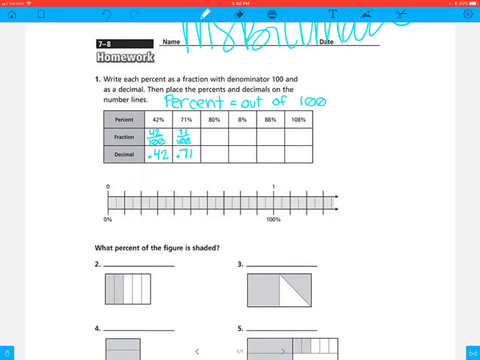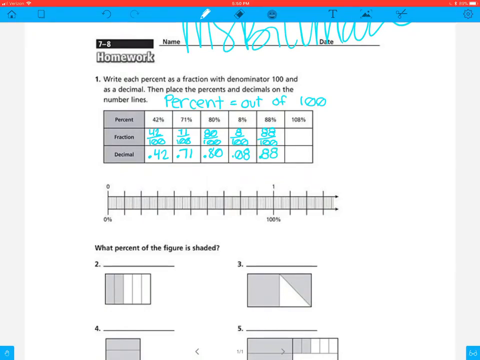I think of percents that are less than 100 as the cents of a purchase. If something was $5.24, that 24 cents part of it would be like 24 out of 100, because if you had 100 cents, that would be $1. 8% is 8 over 100, and instead of writing that 0.8, misconception right there, we're going to write it 0.08. And 88% is 88 over 100, and it would be 0.88.